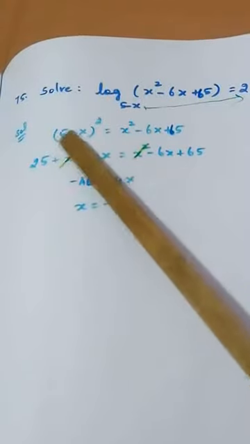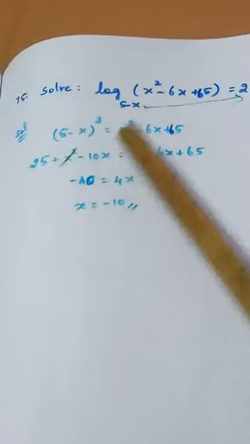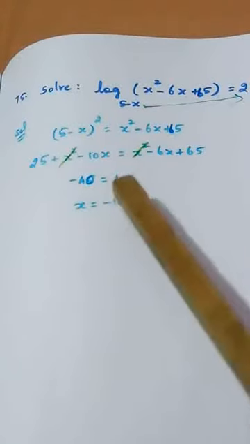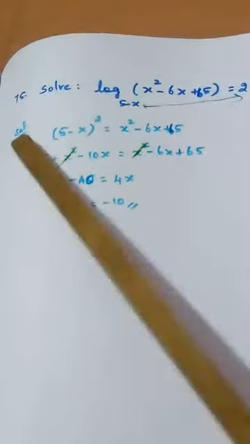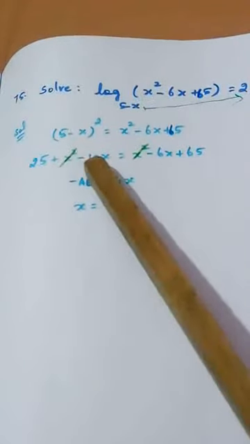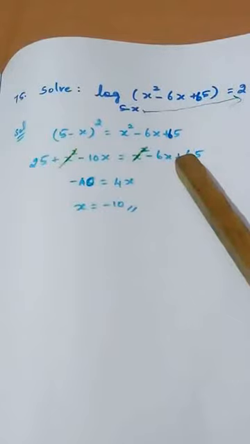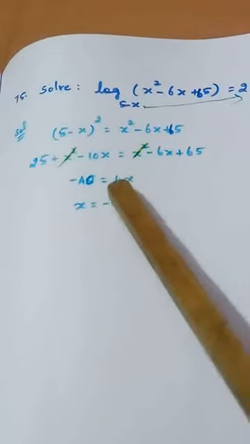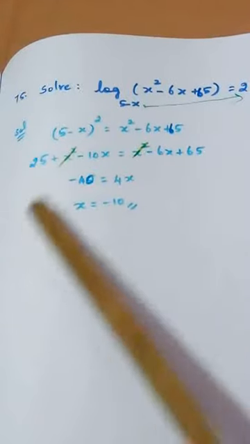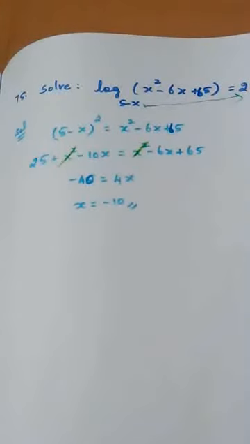Expanding in a minus b whole square, you will get these three terms, and these three terms are written as they are. X square gets cancelled, plus 65 going this side minus 65, so 25 minus 65 is minus 40, minus 10x goes to this side becomes plus 10x, 10 minus 6 is 4x, cancelling 4 and 40, getting the value of x easily. X is equal to minus 10.